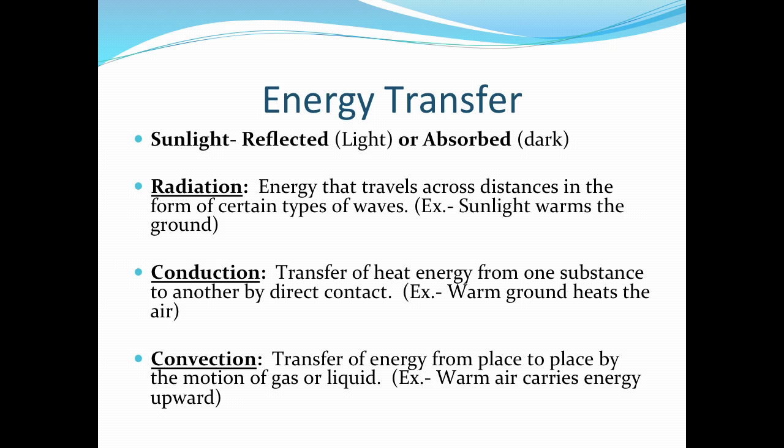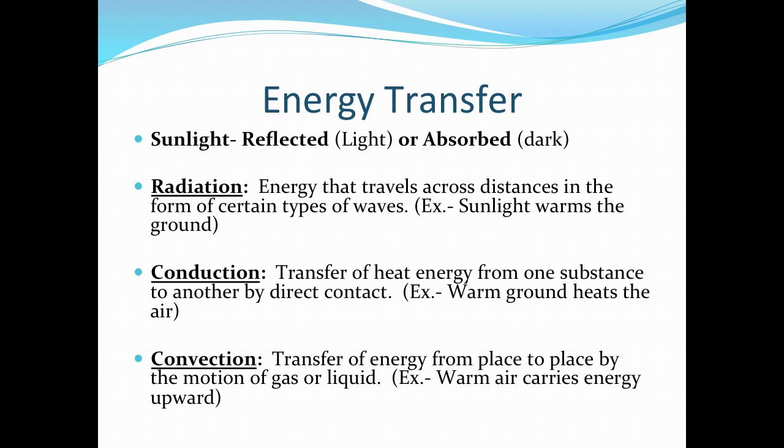Convection is the transfer of energy from place to place by the motion of a gas or a liquid. For example, warm air carries energy upward. So an example of convection would be if you were to put a pot of water on the stove to boil. Well, the water at the bottom of the pot is going to heat up first because it's coming in contact with the heat source. So as that water starts to warm and it gets hotter, well, remember, warm air rises. So that warm air is going to rise to the top of that pot.